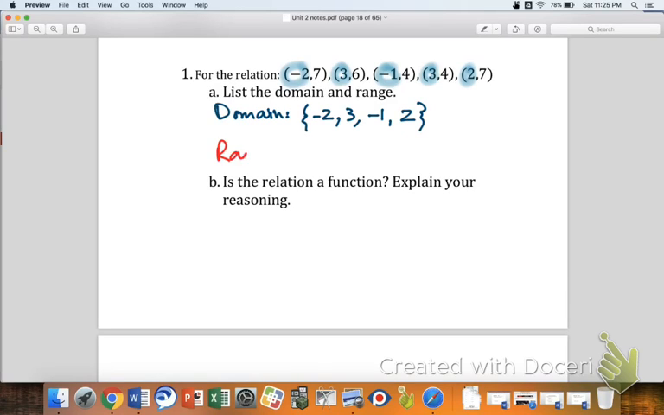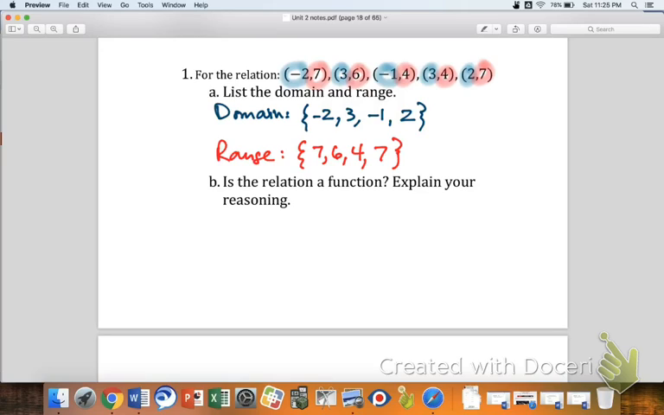Then the range goes with the y's. So your range is going to be this and this, so on and so forth. So your range will be 7, 6. 4 is listed twice. You only have to list it once if something happens to be listed twice, and then a 7. Okay, so we've listed out the domain and the range.